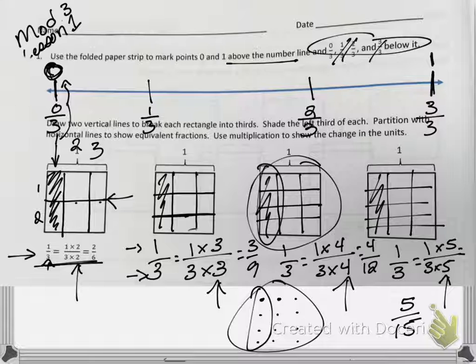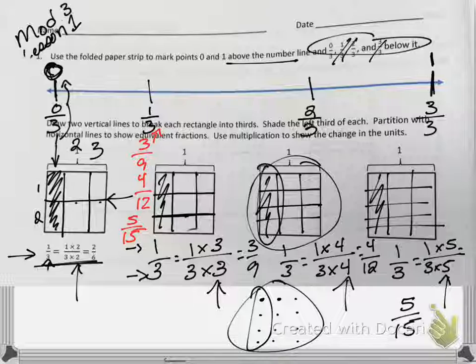Let me do these in different colors. We also have 3/9, 4/12, and then 5/15. Those are all equivalent to 1/3. And we're able to put those all on the number line. Let's go to the next problem.